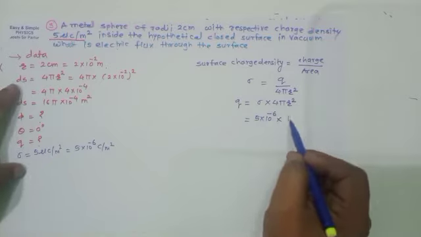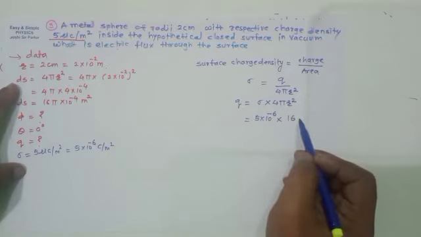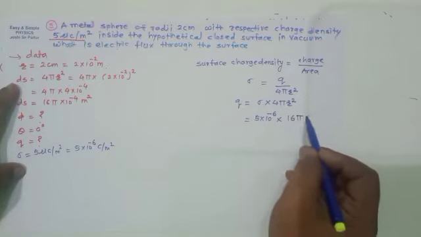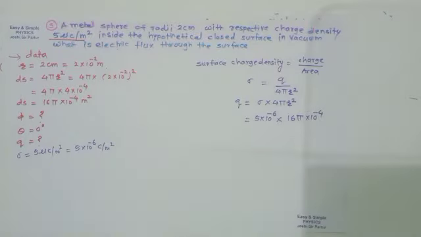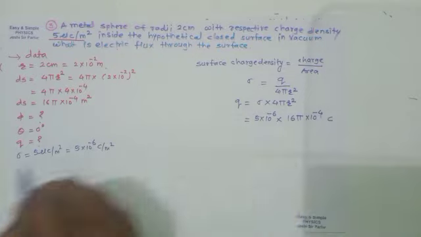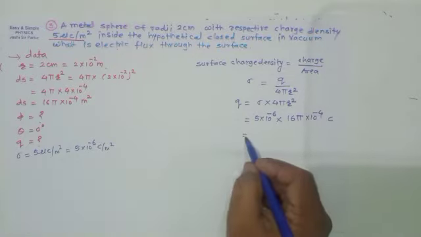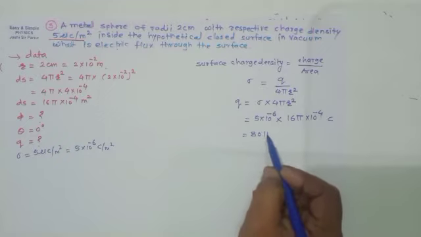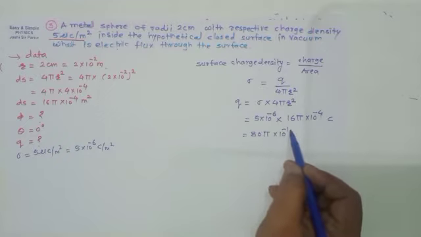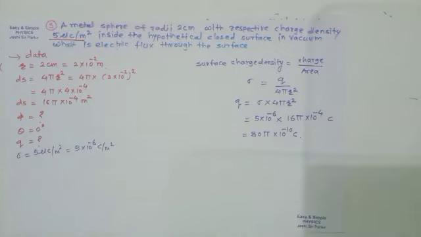So sigma having value 5 into 10 raised to minus 6 multiplied by the area, which will be 16 pi into 10 raised to minus 4. So it is in coulomb. Here 16 into 5 is 80 pi into 10 raised to minus 10 coulomb. But here we can find out the electric flux, so electric flux by using Gauss law.